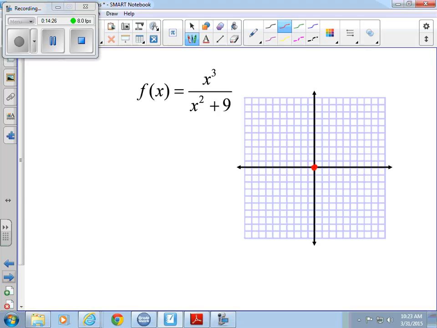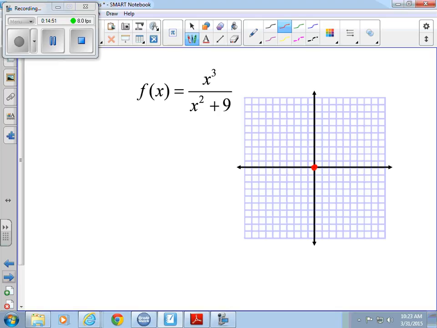There weren't any horizontal asymptotes. There weren't any vertical asymptotes. So by hand, I'm stuck. Calculator. I've already got the graph. Good. And we're just going to use the calculator to graph it. We're going to rely solely on the calculator.